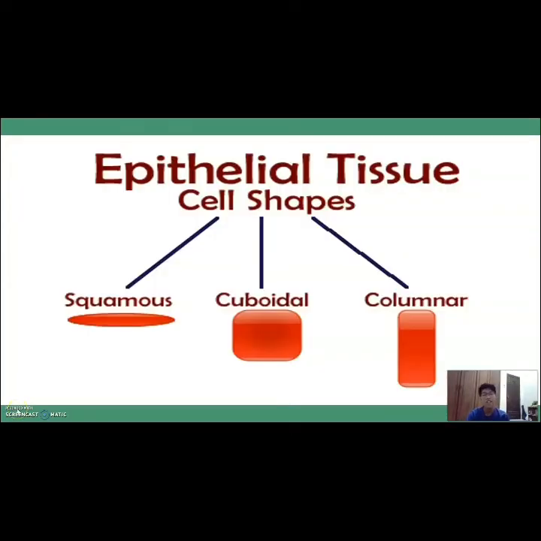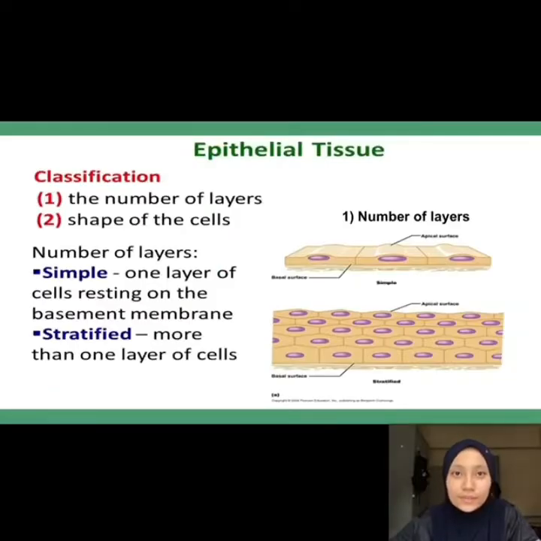So, epithelial tissue cells have three shapes: squamous, cuboidal, and columnar. There are two classifications for epithelial tissue. The first one is the number of layers and the second one is the shape of the cells. For the number of layers, the first is simple and the second is stratified. Simple has one layer of cells resting on the basement membrane, and stratified has more than one layer of cells.